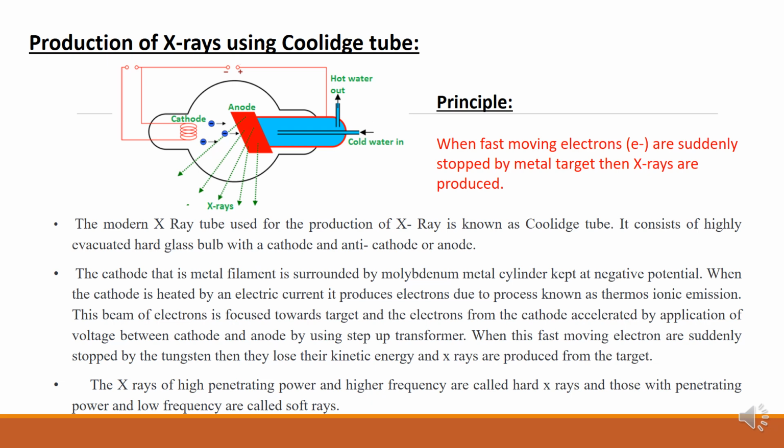When the battery is on, the cathode gets heated, and because of thermionic emission, electrons are emitted from the cathode. These emitted electrons are accelerated using the step up transformer. When these accelerated electrons are incident on the metal target, they lose their kinetic energy into the metal target and X-rays are produced.